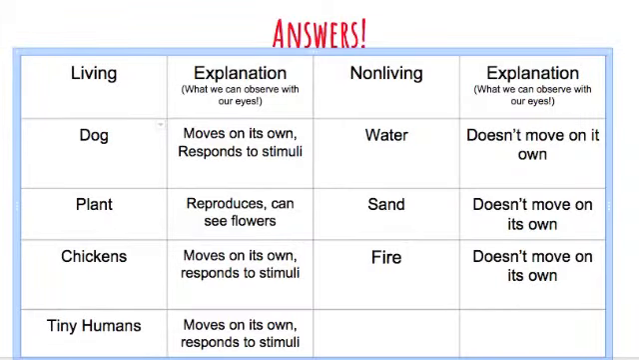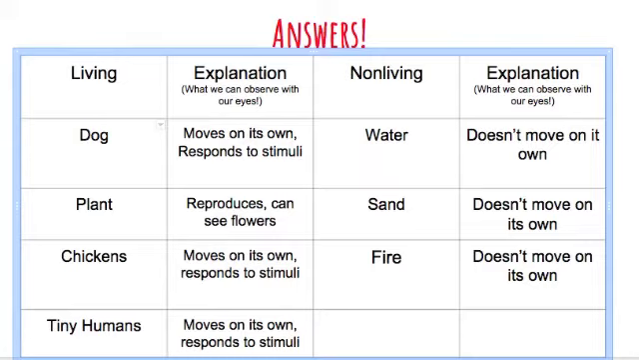Here are the answers to some of the video clips that you saw of different objects. So the dog, the plant, chickens, and my tiny human children are living, whereas water, sand, and fire are not living. And most of those, because we are just giving an explanation based on what we could see with our eyes, the reason that water, sand, and fire are not living is because they can't readily move on their own. They move by other processes, mostly wind.